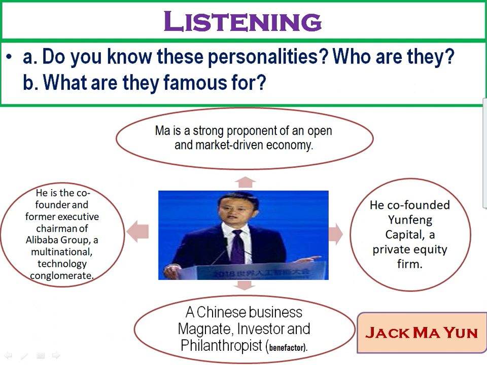So I think you have already guessed the figures shown on our screen. The first one is Jack Ma Yun. Ma is a strong proponent of an open and market-driven economy. He co-founded Yunfeng Capital, a private equity firm. A Chinese business magnate, investor and philanthropist, meaning a benefactor. He is the co-founder and former executive chairman of Alibaba Group, a multinational technology conglomerate. He is famous for our Alibaba Group and is the richest person, a philanthropist and business magnate of China.